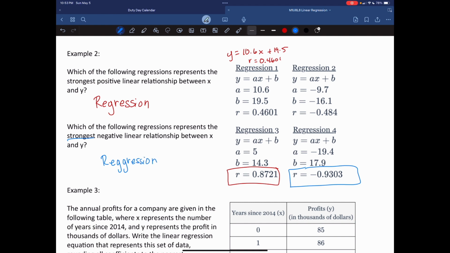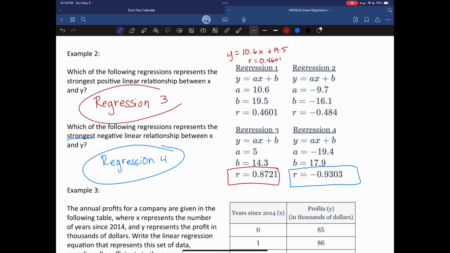So it's going to be regression 4, and I forgot to write 3 here. Regression 4 and regression 3.